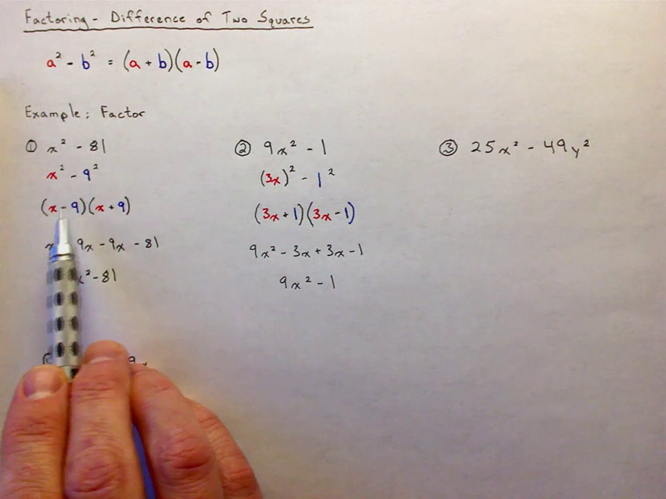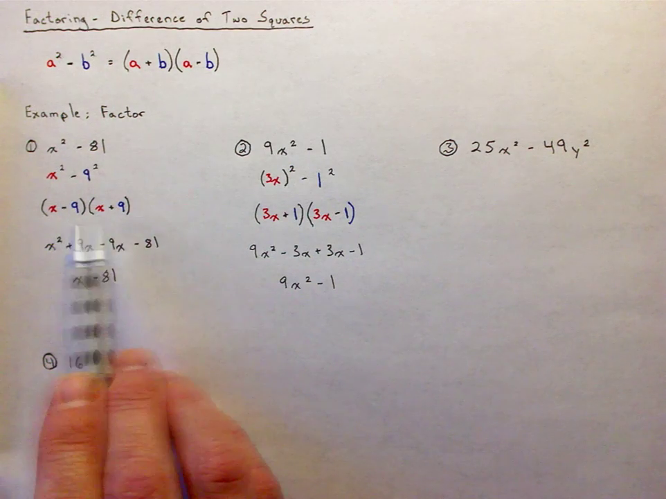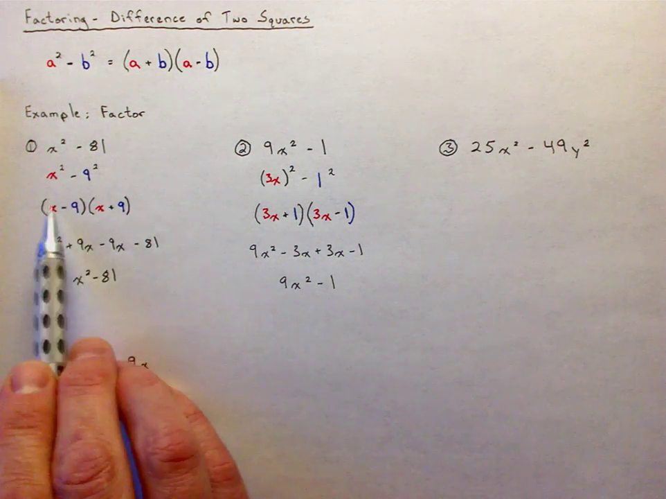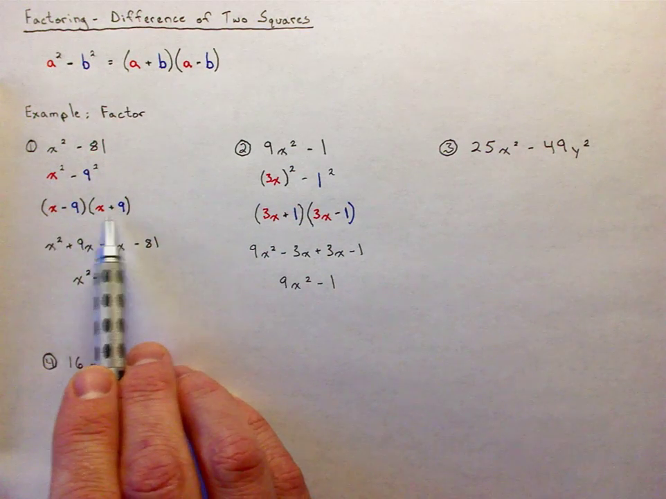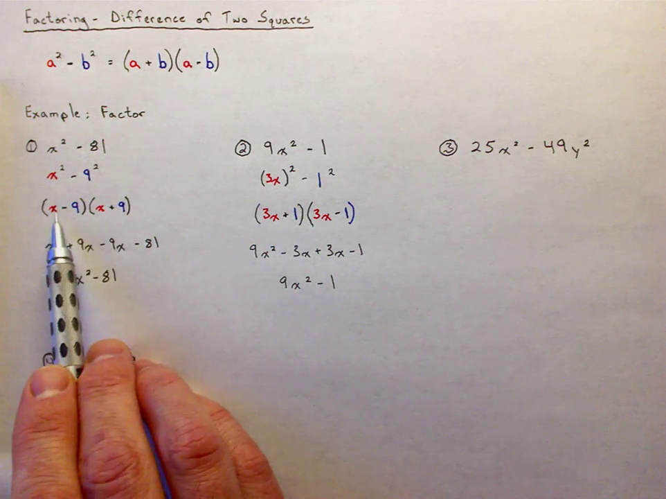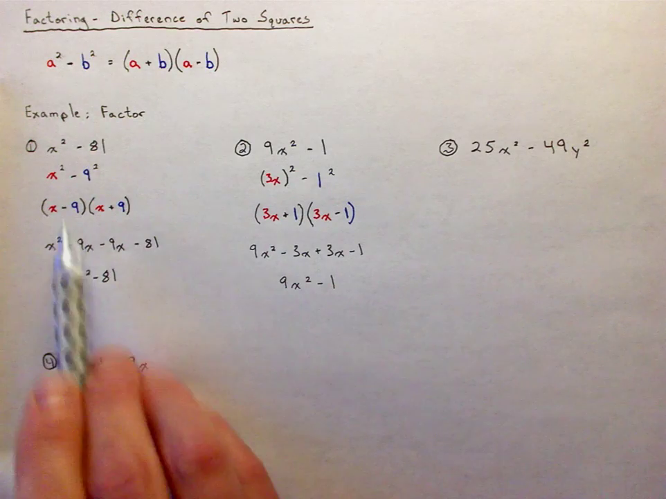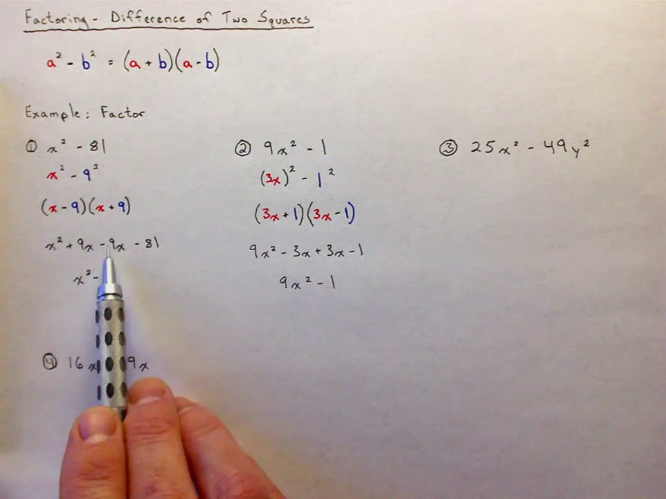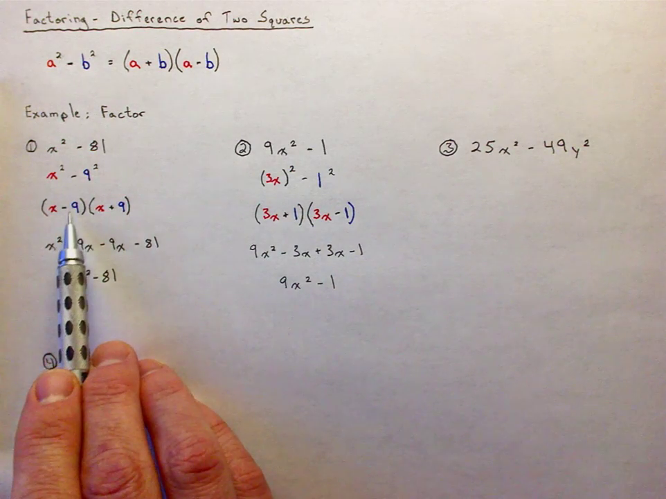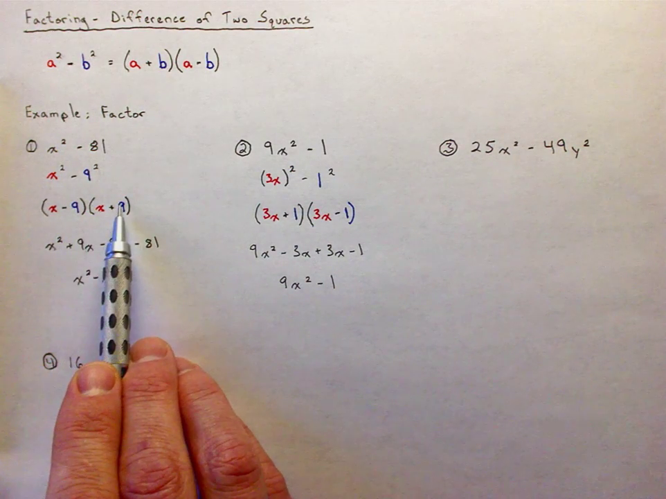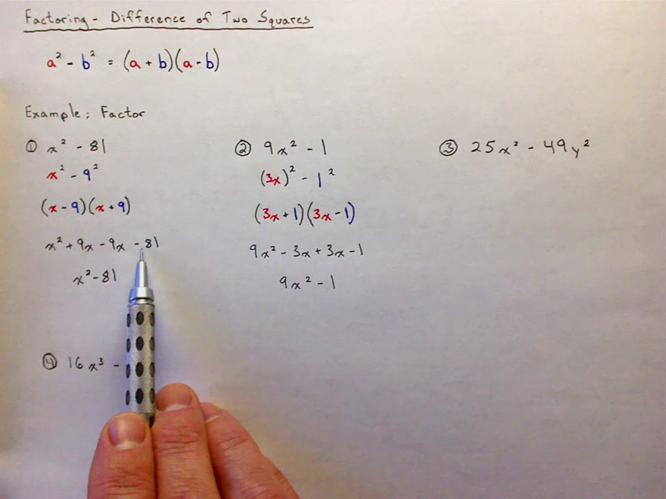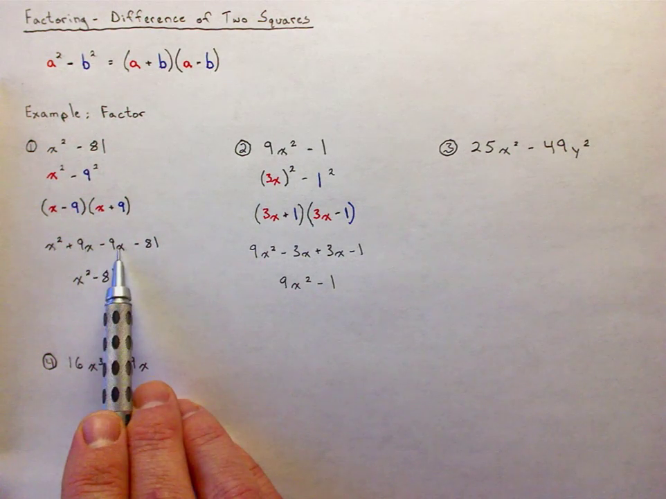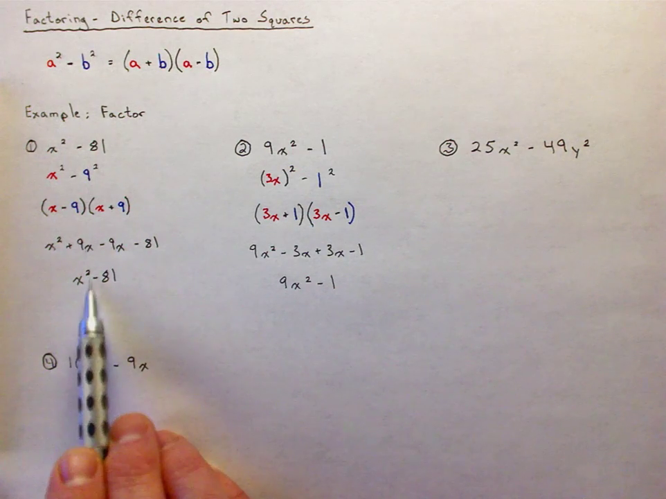The reason that we have opposite signs here, the negative and the positive, is because they're going to end up canceling out. X times x is x squared. X times 9 is 9x. A negative 9 times x is a negative 9x. Negative 9 times 9, negative 81. 9x minus 9x cancels. I'm left with x squared minus 81.